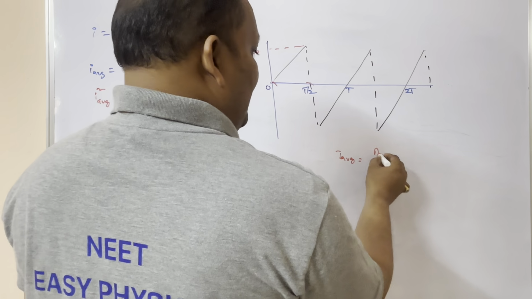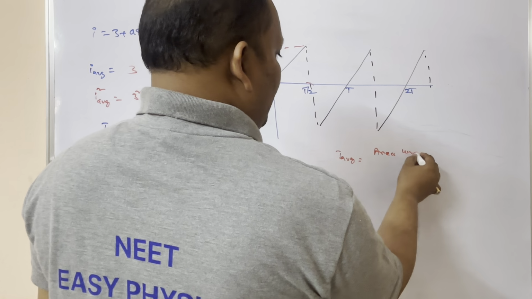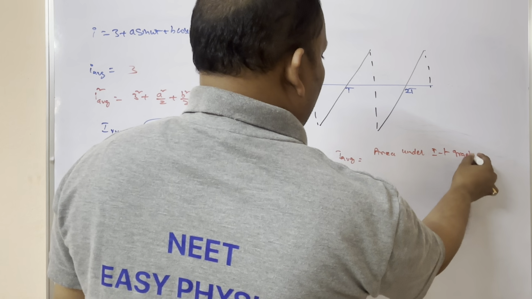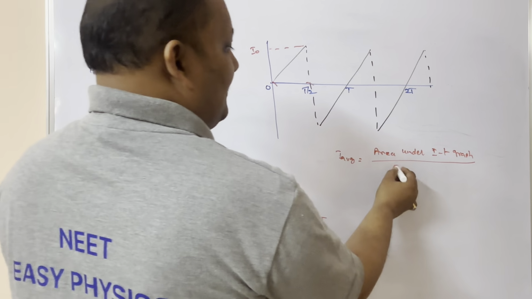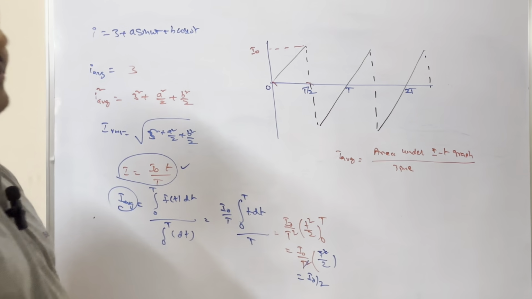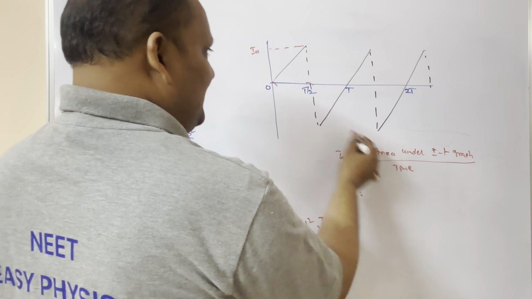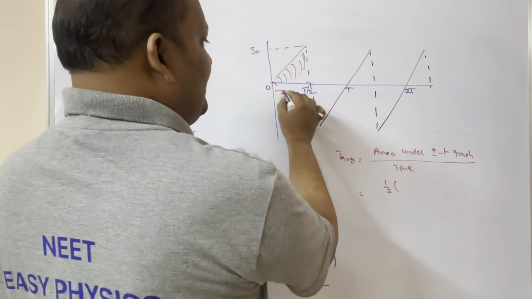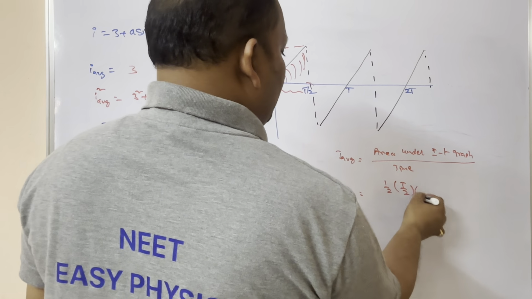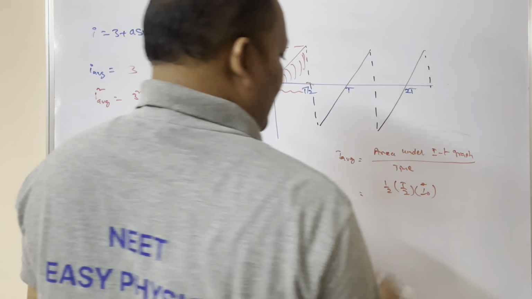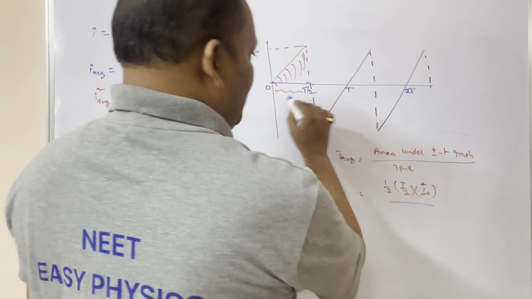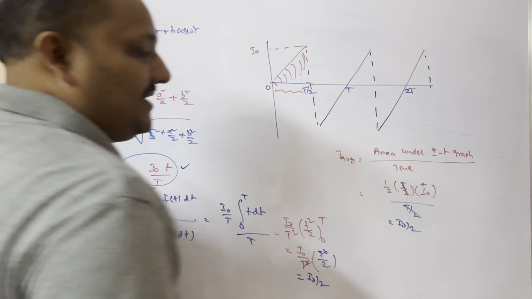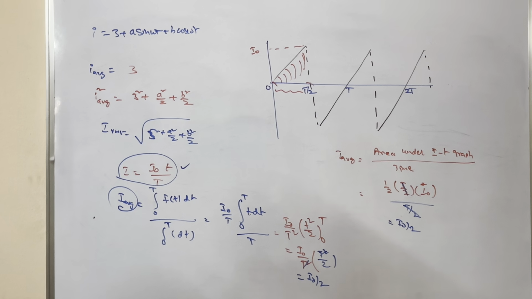Average is going to be the area under the I-t graph divided by the time period. How much time is it going to take? So what is the area under this graph? Half into base into height, that is half into t by 2 into I naught, divided by time, which is t by 2. These two cancel, so it means I naught by 2. That is going to be the average value.